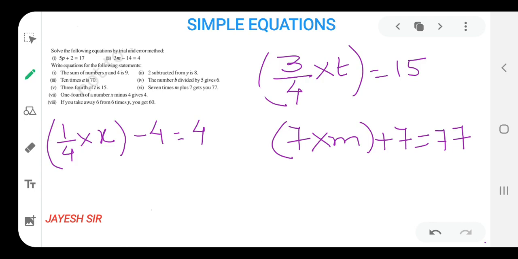What is to be said? 1 by 4 of a number. 1 by 4, I have written. Of means multiplication. Number x, that means x we have written. Value of number is x. Then whole bracket minus 4 gives 4. I hope you all might be getting it, friends.